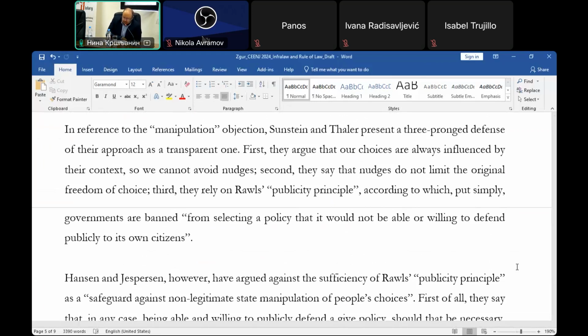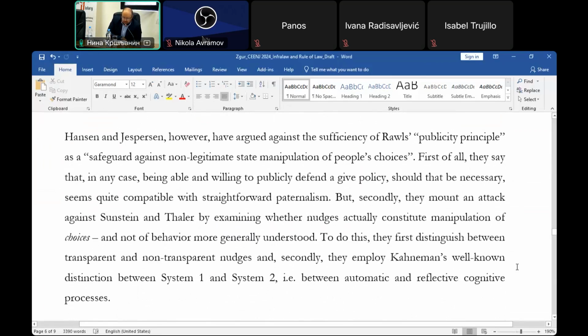Now, Hansen and Jespersen, however, have argued against the sufficiency of Rawls's publicity principle as a safeguard against non-legitimate state manipulation of people's choices. First of all, they say that in any case, being able and willing to publicly defend a given policy, should that be necessary, seems quite compatible with straightforward paternalism. But secondly, they mount an attack against these two authors by examining whether nudges actually constitute manipulation of choices and not of behavior more generally understood. To do this, they first distinguish between transparent and non-transparent nudges, and then secondly, they employ Kahneman's well-known distinction between system 1 and system 2, that is, between automatic and reflective cognitive processes.